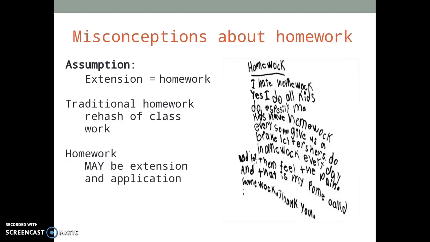Homework has a bad reputation with students. It could be that students have been on a treadmill of repetitious and meaningless homework. One of the pitfalls in traditional thinking about extension activities is that many have considered homework equivalent to extension. However, homework is often rote and a rehashing of what was done in class.